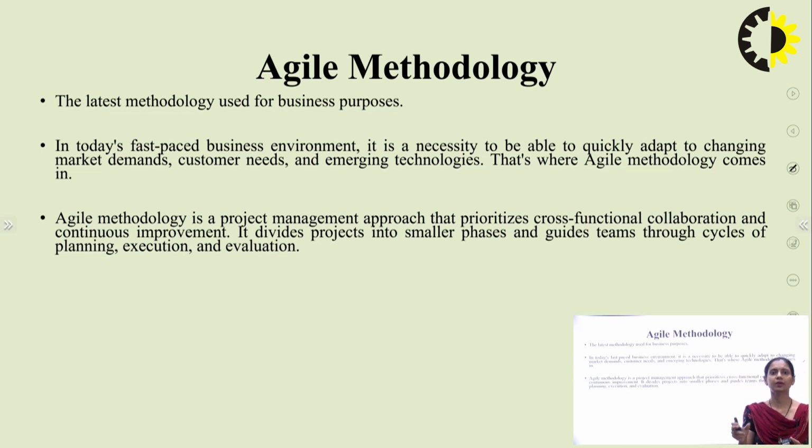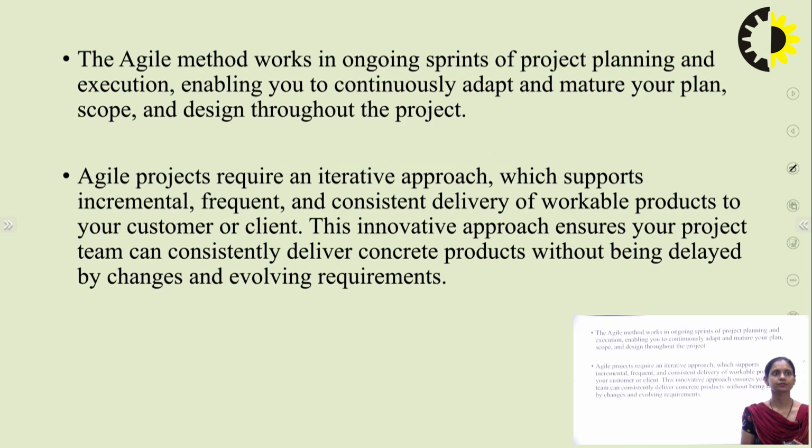Small independent blocks, the sprints, are built, and then they are combined together to form a whole software. So the Agile method works in ongoing sprints of project planning and execution, enabling you to continuously adapt and mature your plan, scope and design throughout the project. So that is what we were talking about. Earlier, this wasn't available in the waterfall model or the models that have become obsolete, because there the waiting time was so long that the scope for improvement wasn't there.